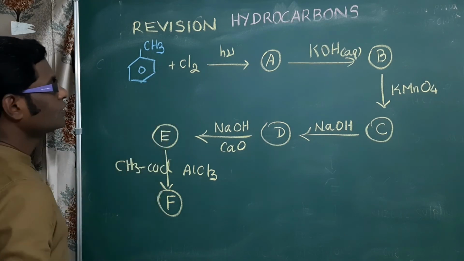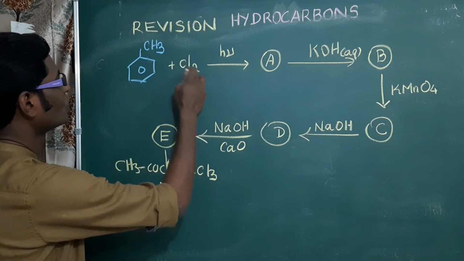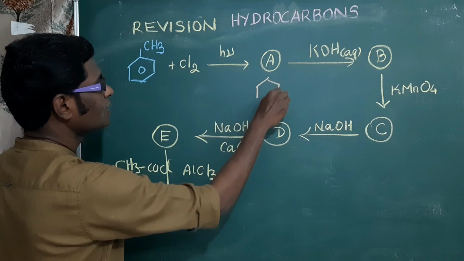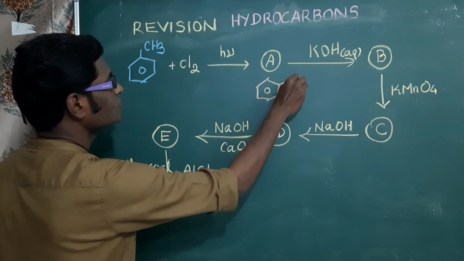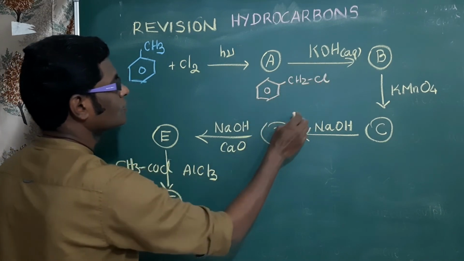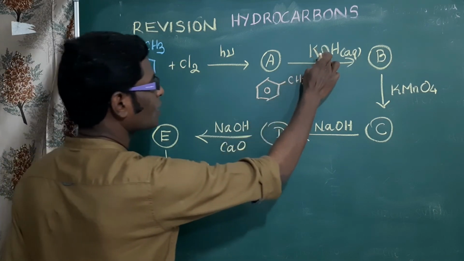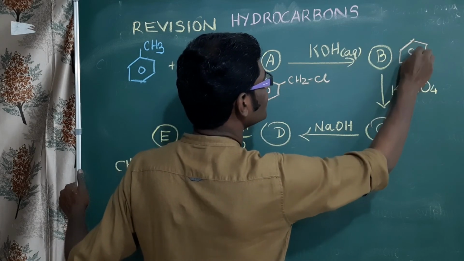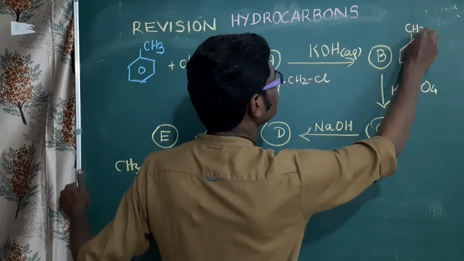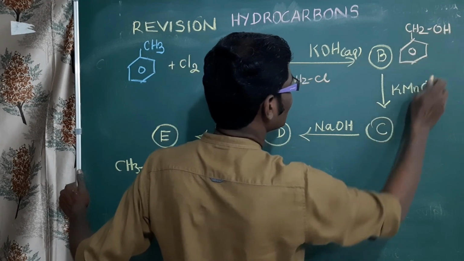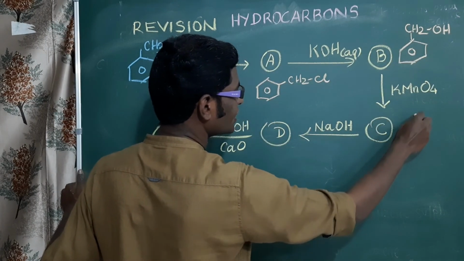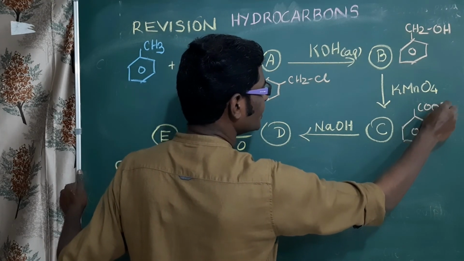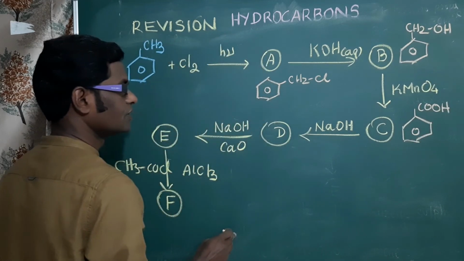When toluene treated with chlorine in presence of light, chlorination takes place in aliphatic part. We will get benzyl chloride, C6H5CH2Cl. This benzyl chloride treated with aqueous KOH, occurring substitution, we will get benzyl alcohol. This benzyl alcohol treated with strong oxidizing agent potassium permanganate. Alcohol part oxidized into carboxylic acid, benzoic acid.